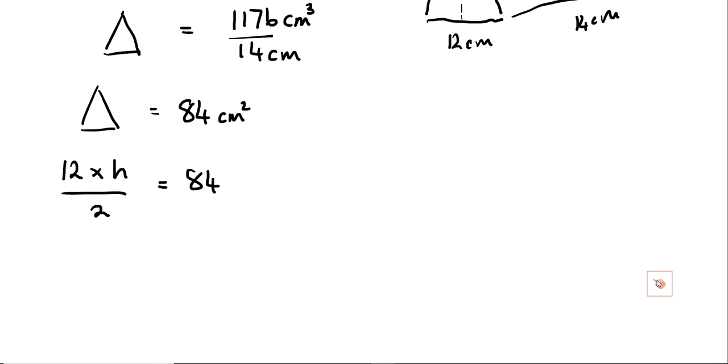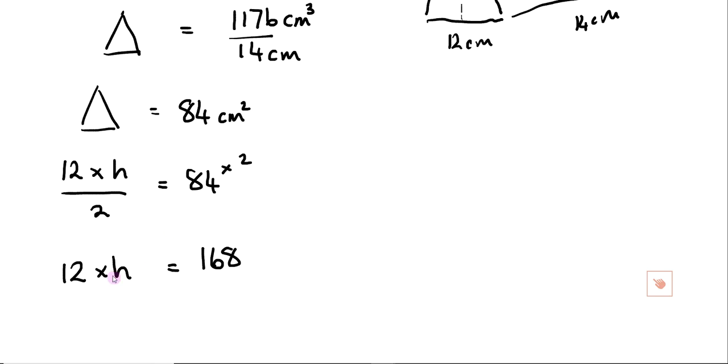So the first step is to actually times it by 2. Thank you. So what is it before I divide by 2? So I know then that 12 times the height must be equal to, times it by 2 gives me 168. Make sense? Because that's what it would be before I divide it by 2.